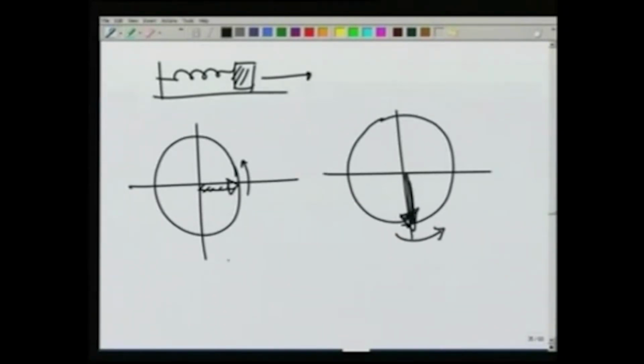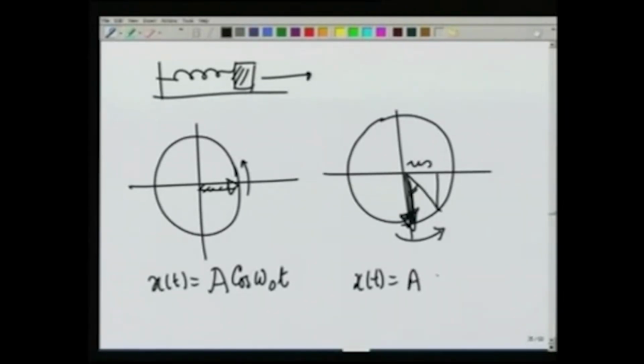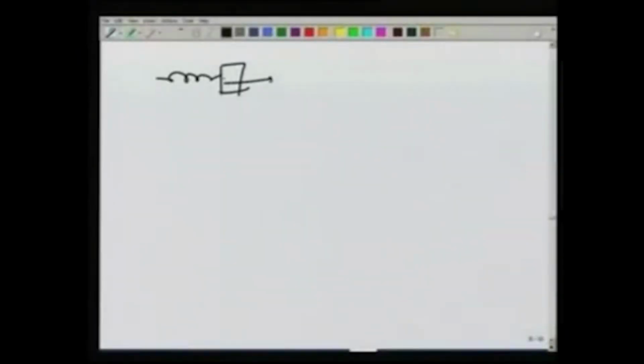You can see in this case x(t) would look like the amplitude, which is the radius of the phasor, times cosine of omega 0 t. In this case you can see x(t) would look like, because after time t it will be here, this projection would be a sine of omega 0 t. What about the case in which we pulled it to a distance and then gave it a velocity going this way?